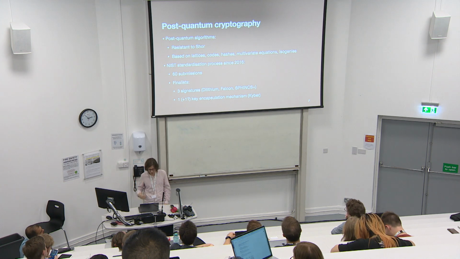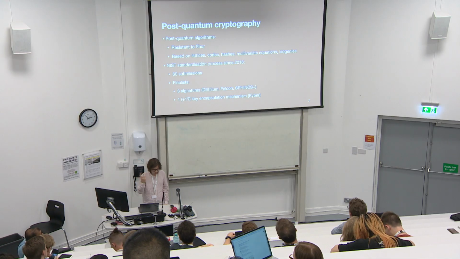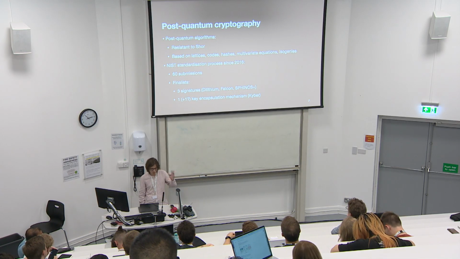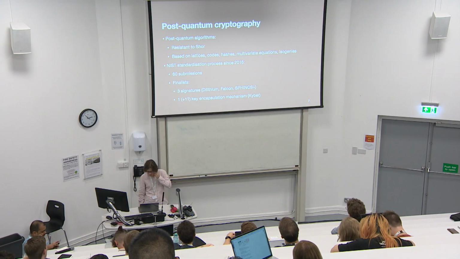process since 2016. Initially, there were 60 submissions, but 2 years ago they announced 3 finalists, which means they selected 3 signatures and 1 key encapsulation mechanism, which is basically something like public encryption. They are supposed to announce another key encapsulation mechanism that's probably going to be some code-based algorithm. So the algorithms are already developed.